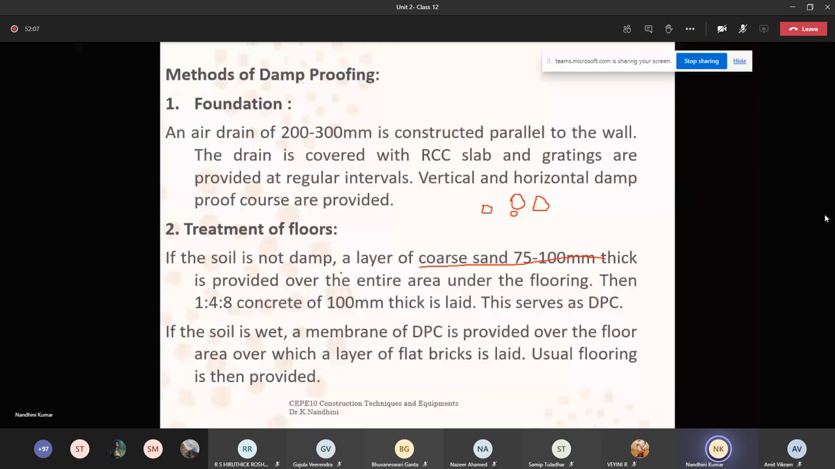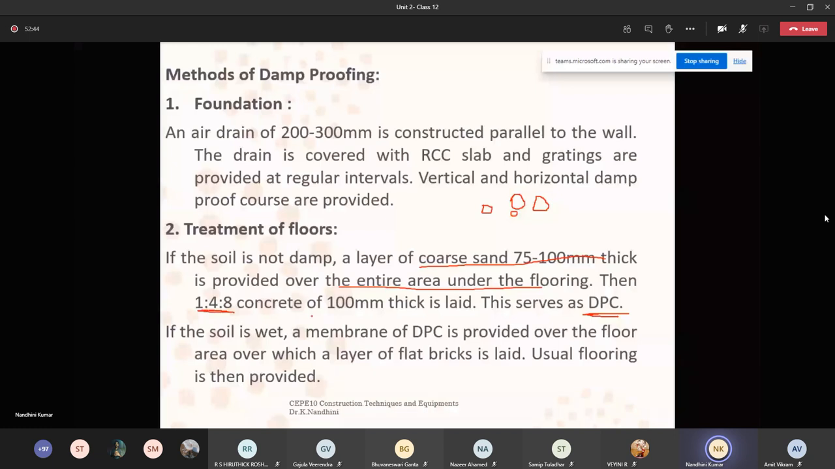Then cement concrete of the ratio 1 is to 4 is to 8. That is, cement is to fine aggregate is to coarse aggregate: cement, sand, your coarse aggregate. If you're taking this ratio for 100 mm thick, you're going to lay it as the damp proof course. They'll say, I'm going to lay 100 mm DPC. They call this damp proof course as DPC. They'll follow this ratio only in IS standards, 1 is to 4 is to 8 for a height of 100 mm.